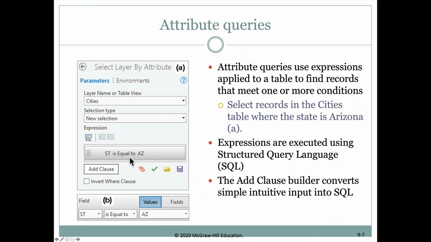So the state is equal to Arizona, and this is sometimes called SQL, or structured query language, and this is how the GIS software looks through the attribute tables in order to find the proper fields.